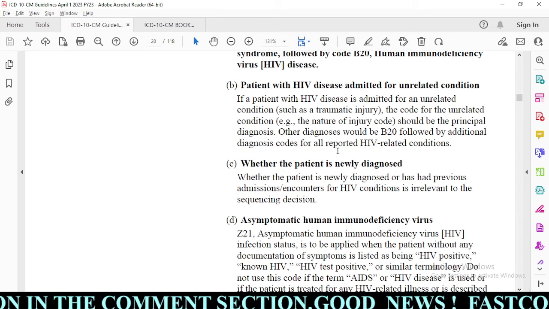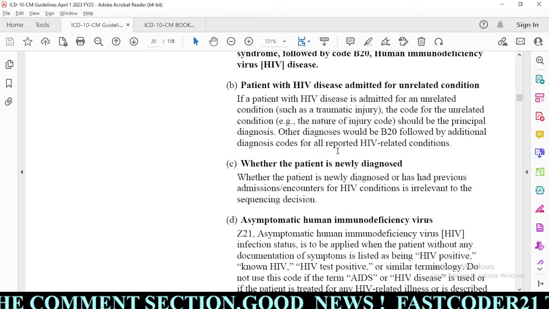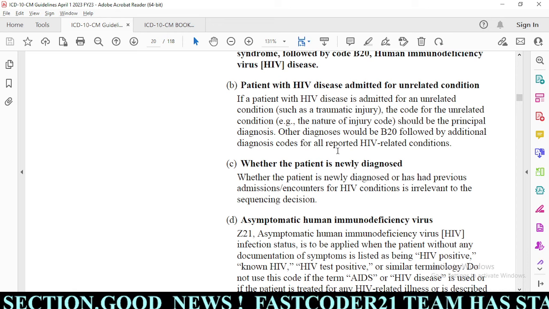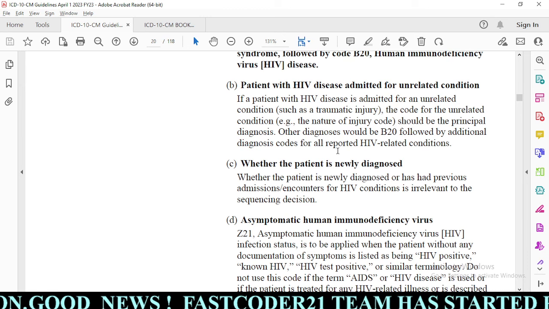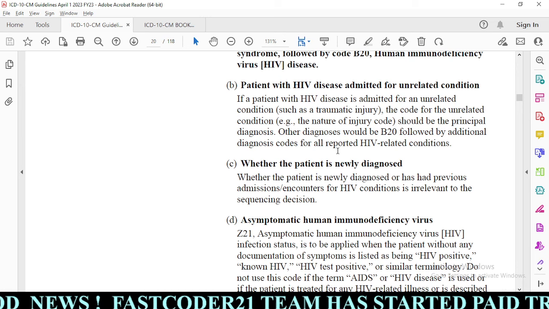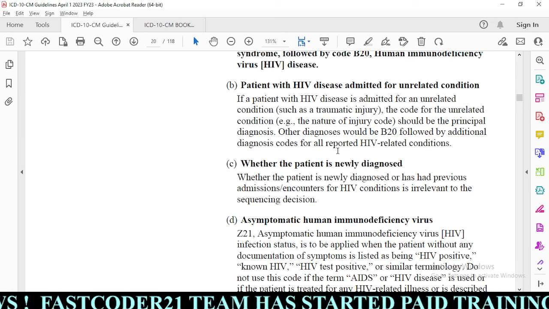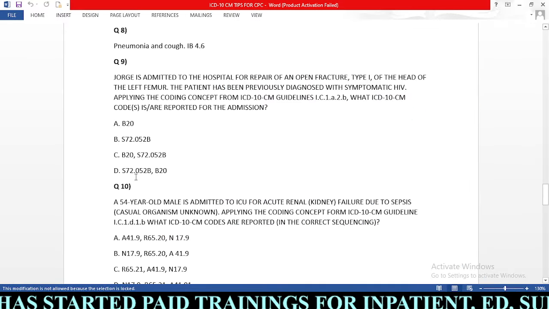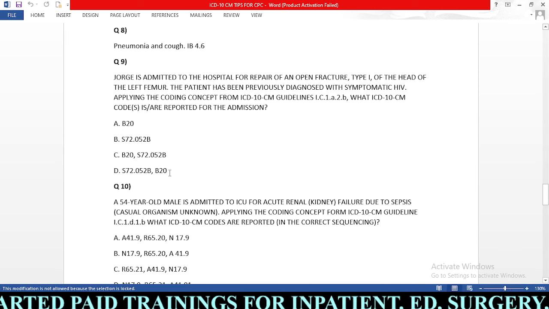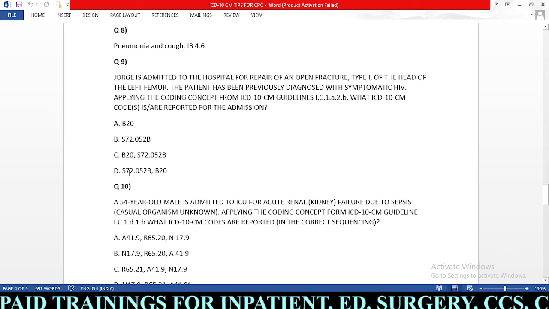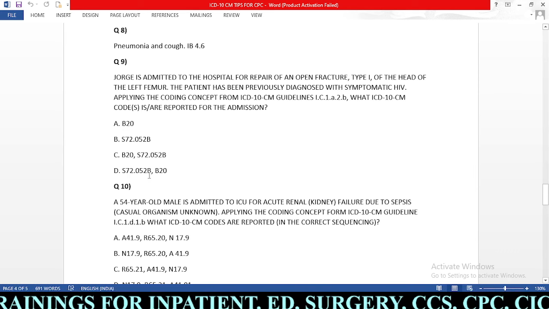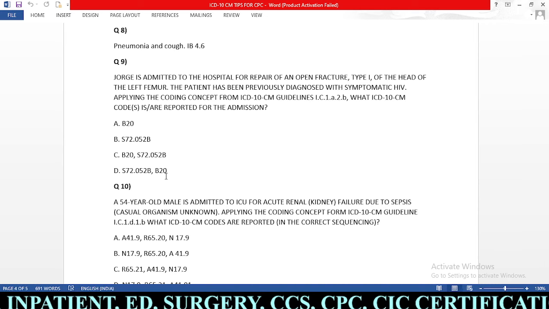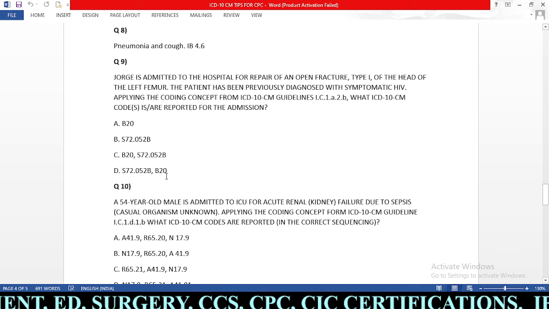So based on this guideline, we need to understand that if the patient has HIV and also has a condition unrelated to the HIV, we need to check what is the reason for the admission and we need to code that as the PDX. So in our scenario, we will code S70.052B and B20. S series code is for the fracture and B series code is for the HIV disease. So here you need to remember the guidelines and you need to know the sequencing.